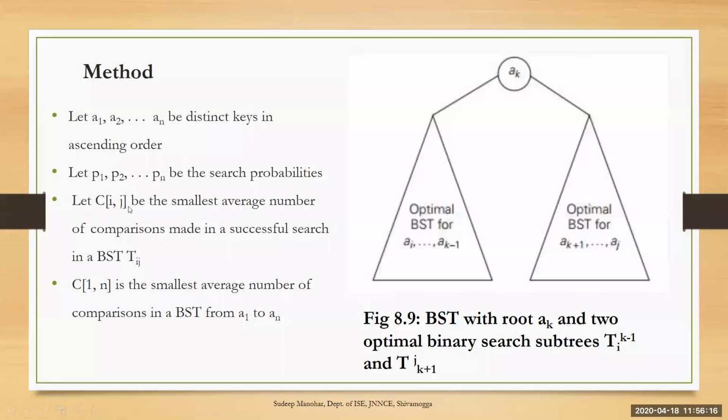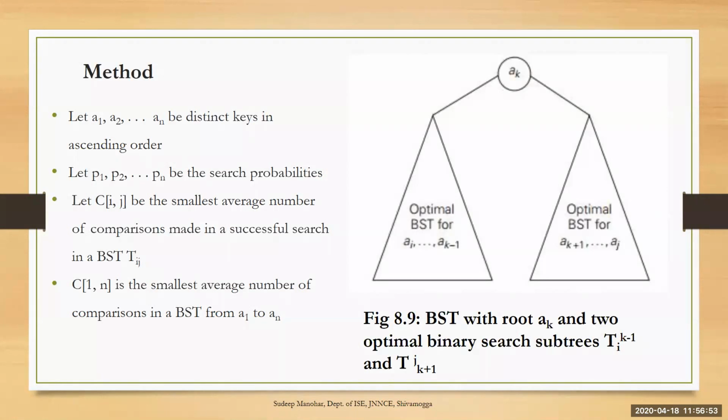Let C of ij be the smallest average number of comparisons made in a successful search in a binary search tree Tij. So we refer the binary search tree as capital T. Ij refers to I is the left hand key and j is the right hand key. That is the range from I to j. For example, 1 to n. So it is T of 1 to n. Now, specifically here there is one term called C of ij. So we will look at the C of ij in the next slide when we come to that.